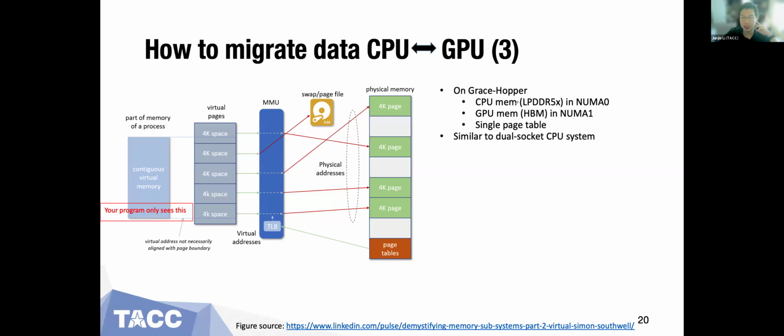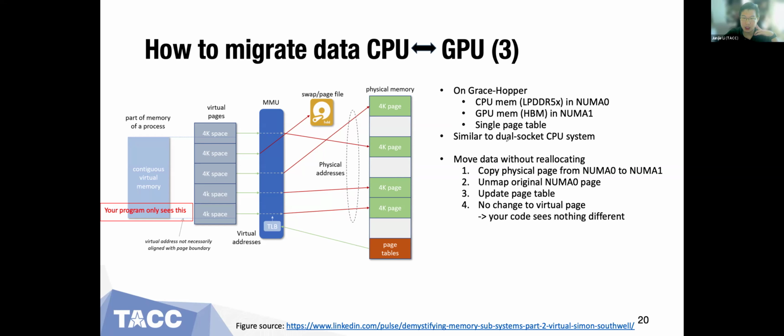And on Grace Hopper, we have the CPU memory, or LPDDR5 memory, in NUMA 0 or socket 0, and GPU memory in NUMA 1, and they're in a single page table. And this is very similar to a dual socket CPU system, as I said many times before. It's possible to move data in a dual socket CPU system, and we can also do that here. And to move the data, there are a couple of steps to do. We have to copy the physical pages from NUMA 0 to NUMA 1. These are the physical memory pages. You can move this page around.